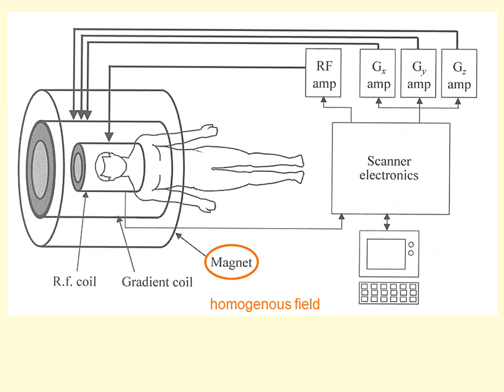So we'll first talk about the role of the static magnetic field. The important thing about this is that it should be homogeneous. The strength of the magnetic field should be roughly the same, at least over the area where you've got the part of the participant you're interested in imaging, because unevenness or inhomogeneity in the magnetic field will produce problems in the images.